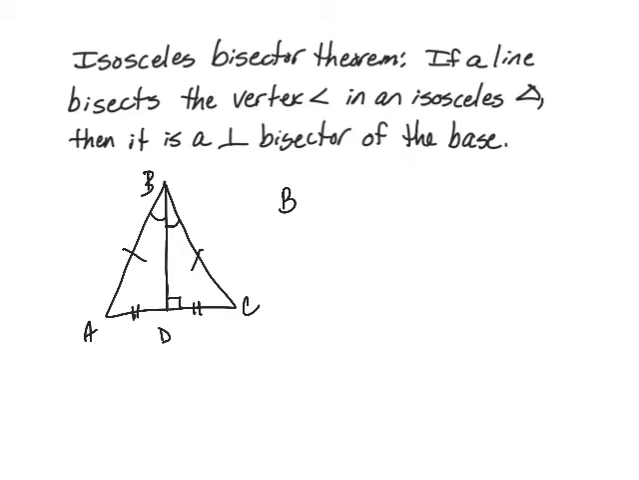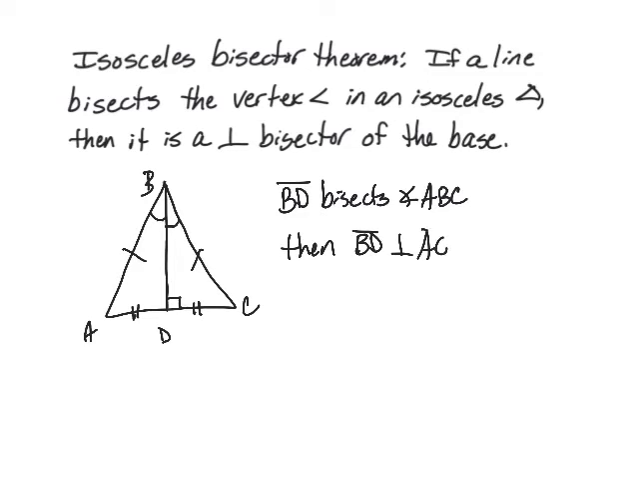So you could write it like this: if you're given that BD bisects angle ABC, then BD is perpendicular to AC, and AD is congruent to DC. So those are things you can use in a proof when we get there. Because if you're given that BD bisects ABC and you know it's an isosceles triangle, then you can assume these things based on that, okay? Based on the isosceles bisector theorem.